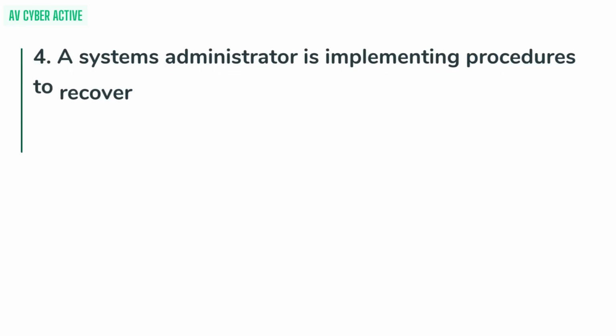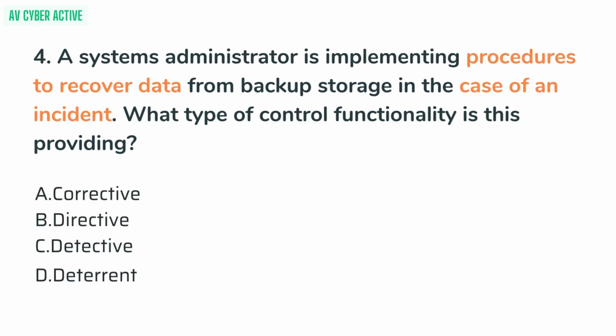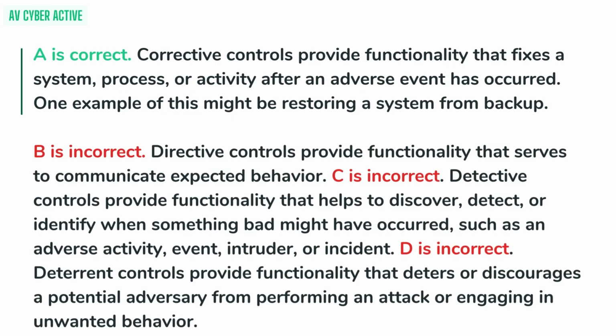4. A systems administrator is implementing procedures to recover data from backup storage in the case of an incident. What type of control functionality is this providing? A. Corrective. B. Directive. C. Detective. D. Deterrent. A is correct. Corrective controls provide functionality that fixes a system, process, or activity after an adverse event has occurred. One example of this might be restoring a system from backup.